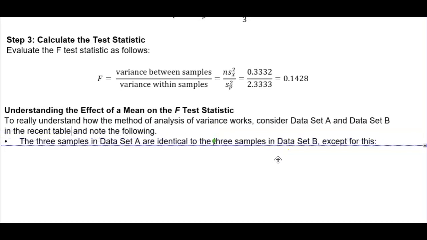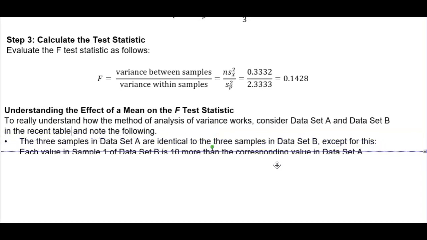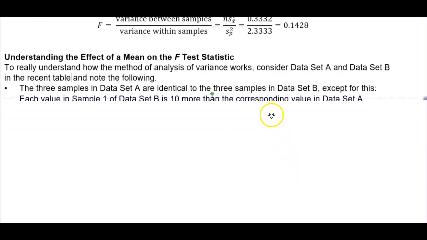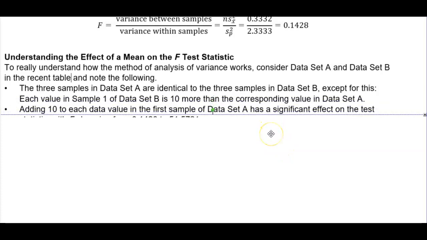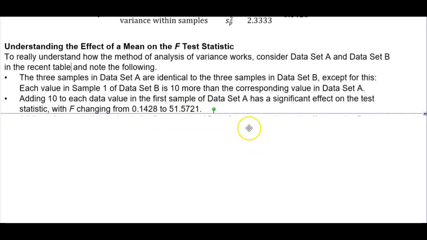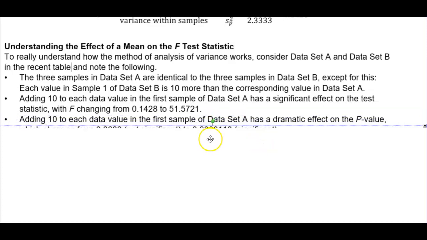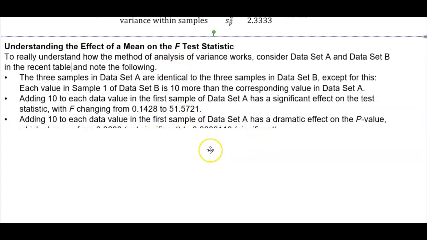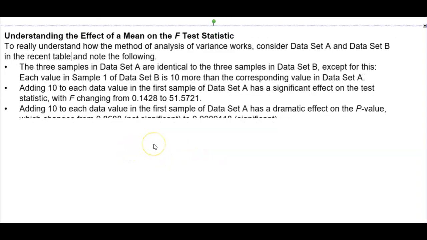Now, to really understand how the method of analysis of variance works, consider dataset A and dataset B in the recent table and note the following. The 3 samples in dataset A are identical to the 3 samples in dataset B except for this: each value in sample 1 of dataset B is 10 more than the corresponding value in dataset A. Adding 10 to each data value in the first sample of dataset A has a significant effect on the test statistic, with F changing from 0.1428 to 51.5721.